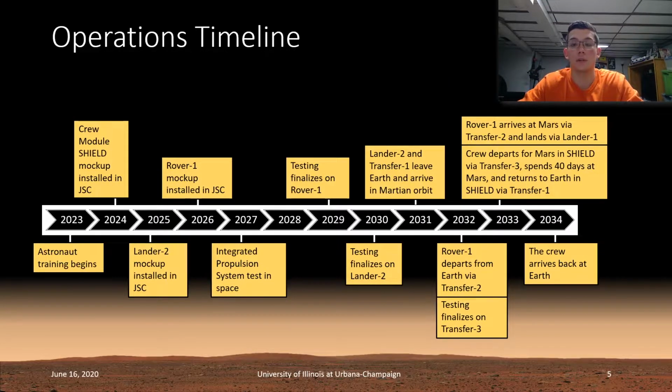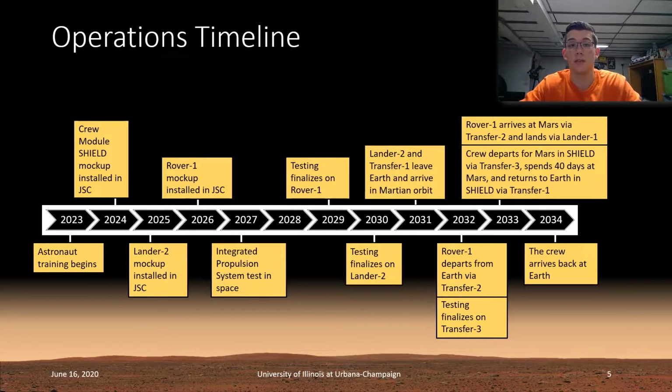Significant mission operations will begin in 2023 and continue all the way to mission completion. At the very beginning, astronaut training and selection will begin. This is to allow plenty of time for the crew to be selected and then become familiar with mission equipment. Also, mock-ups for each vehicle will be installed in NASA's Johnson Space Center so the crew has time to familiarize themselves with them prior to launch.